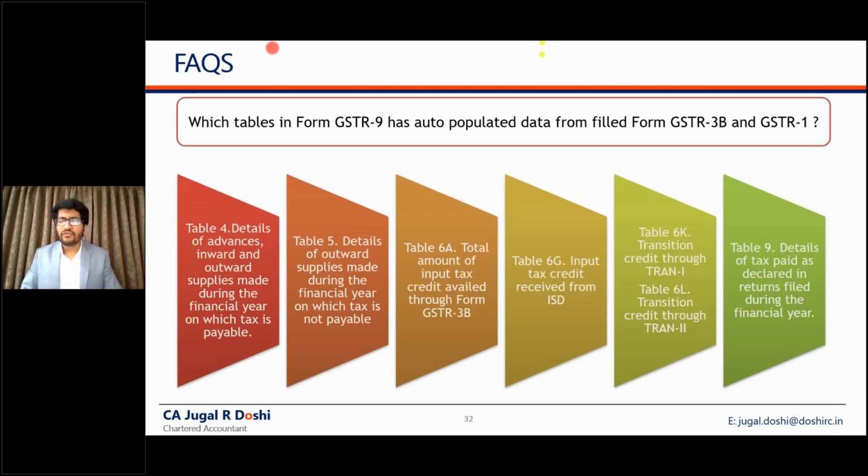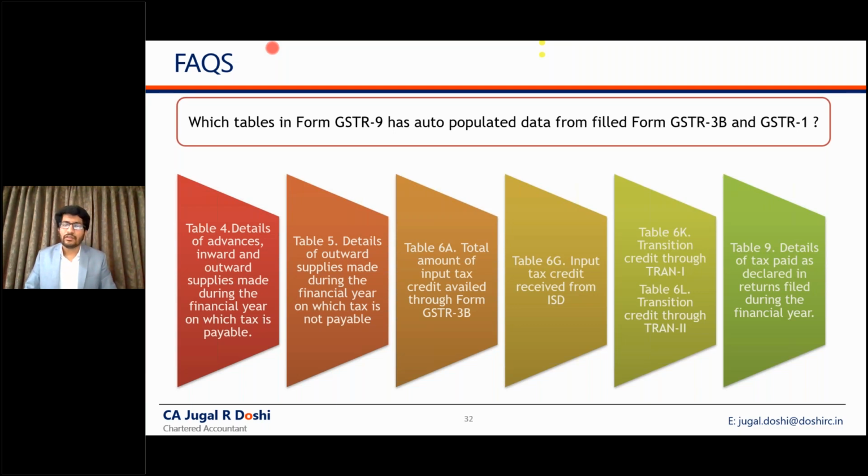So let's address a few issues through FAQs. Which tables in GSTR 9 have auto-populated data? Table 4, table 5. Because GSTR 1 is functioning, the information required in table 4 and table 5 is auto-populated as per GSTR 1.